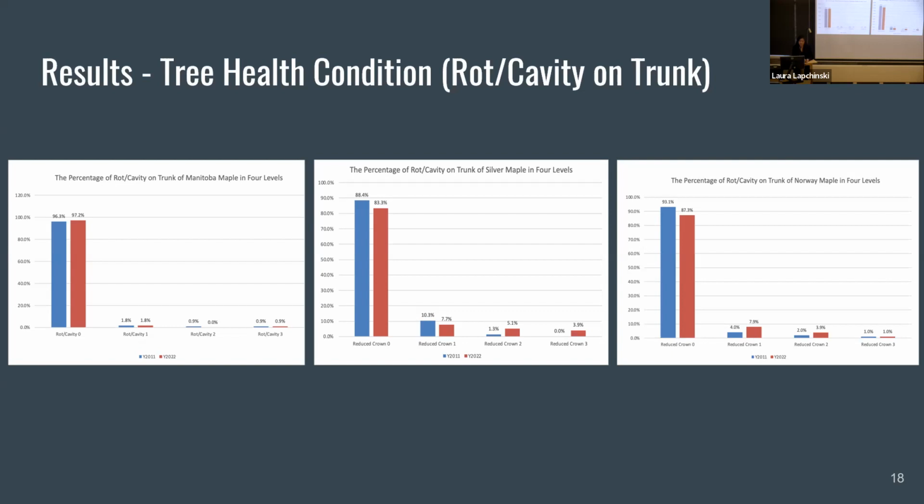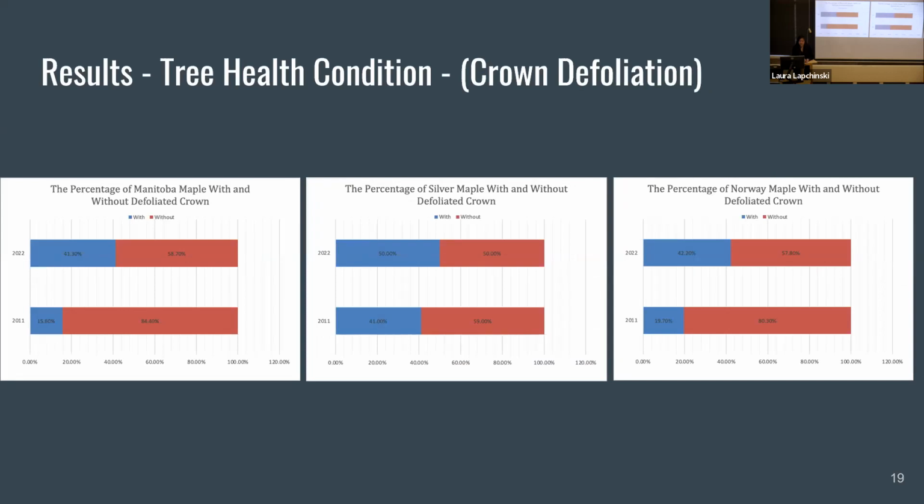Crown defoliation is a real problem observed in 2011 and 2022. The condition is aggravated in 2022. About half of the total population of the three species have the issue of the defoliated crown. The number of trees with crown defoliation has doubled for Norway maple over the 10-year time frame.